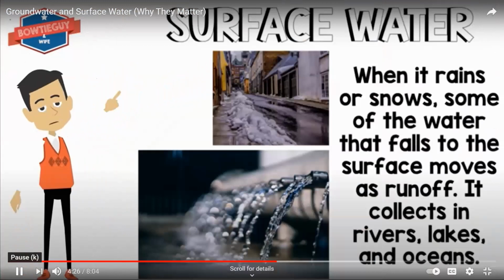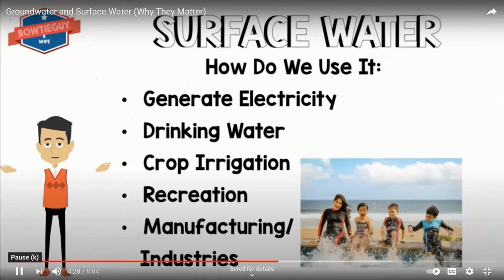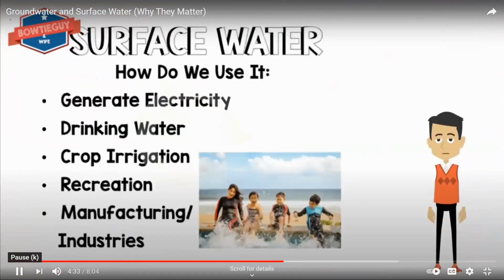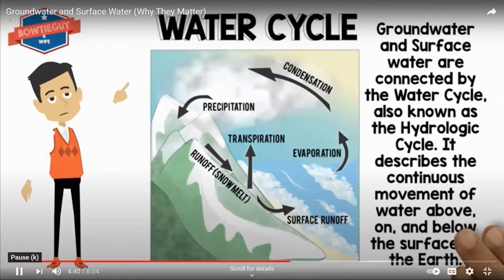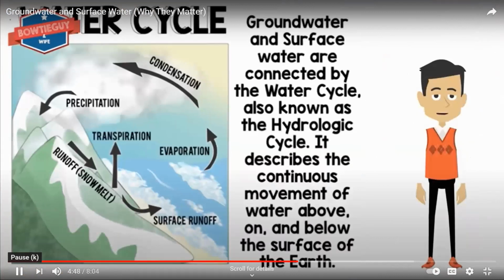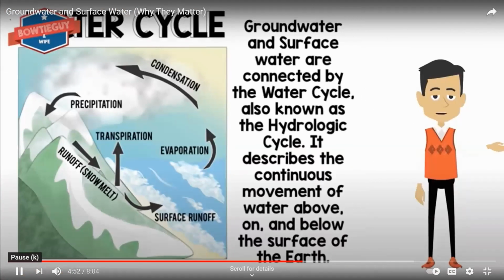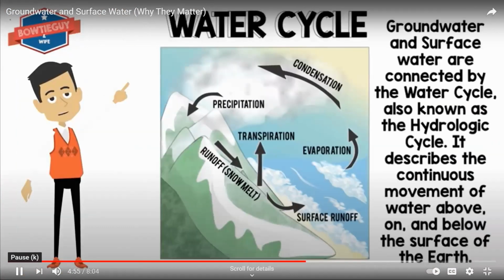How do we use surface water? Well, we use surface water to generate electricity, for drinking water, for crop irrigation, for recreation, for manufacturing and industries. Now let's talk about the water cycle for just a bit. Groundwater and surface water are connected by what is known as the water cycle. It's also known as the hydrologic cycle. It describes the continuous movement of water above, on, or below the surface of the earth.